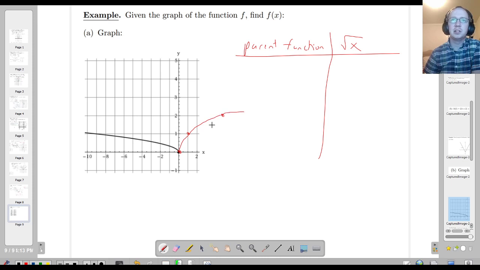Okay, so definitely some things have happened to get me from the one in red to their final graph in black. One thing I can see that's happened is they've reflected this guy across the y-axis. So let me show what that would look like. I would have (-1, 1), and instead of (4, 2), I would have (-4, 2).